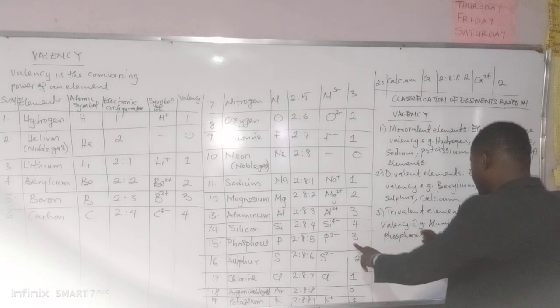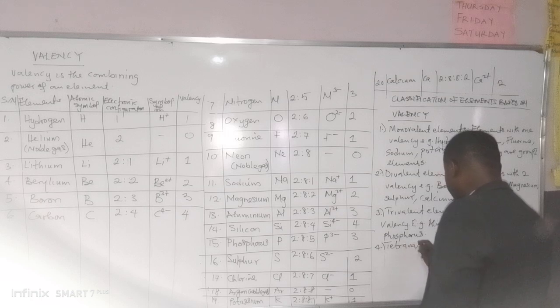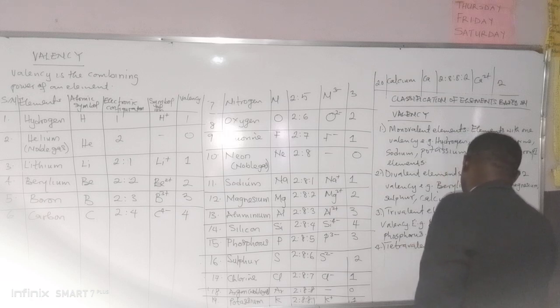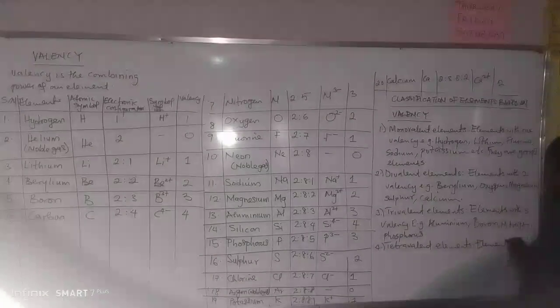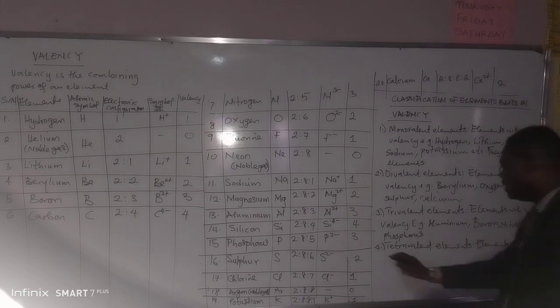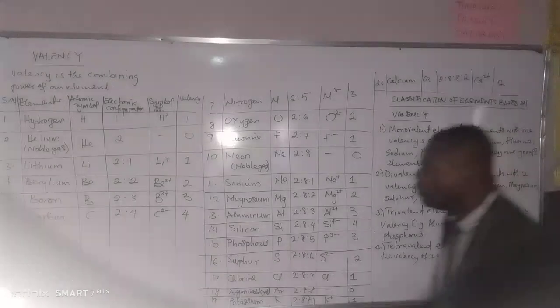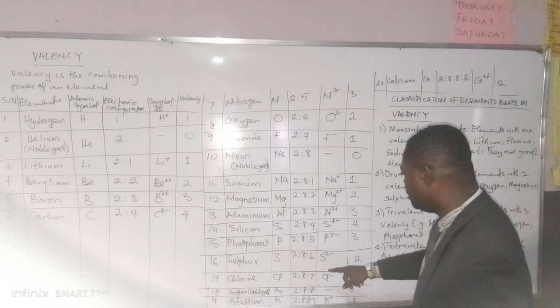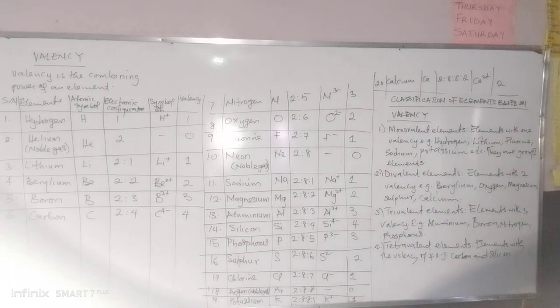Then the last one here is tetravalent elements. What are they? These are elements with the valency of 4. Examples are carbon and silicon. You can see carbon here. Silicon, where is it? Number 14. That's it. You can see it here. So that is valency.